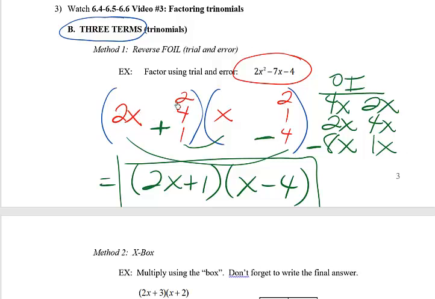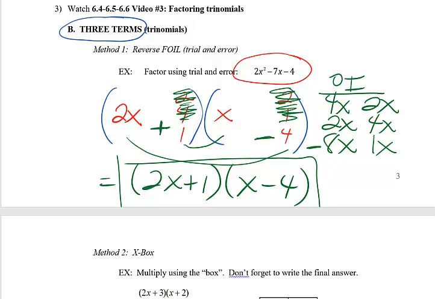I can reject this top row right off the bat because it would be 2x plus 2. 2x plus 2 has a GCF, so there's no way that that could be correct. Look at the second row. 2x plus 4. 2x plus 4 has a GCF. There's no way that could be correct. Really, the only option even worth trying in this one is that bottom row, which of course produced the correct answer.